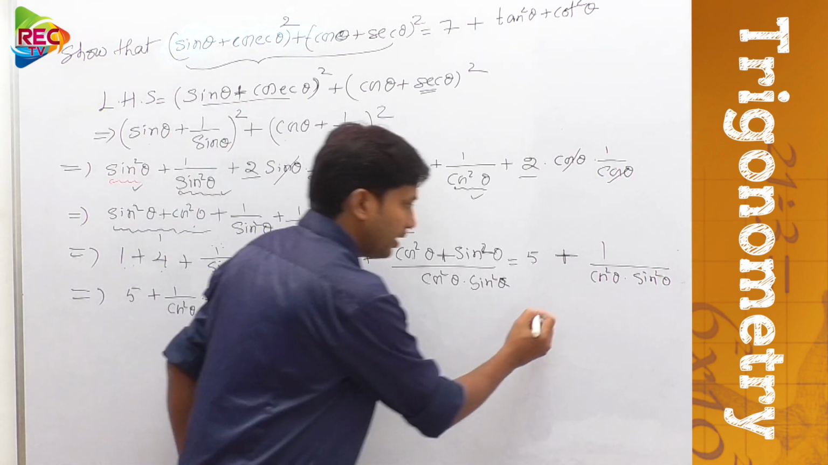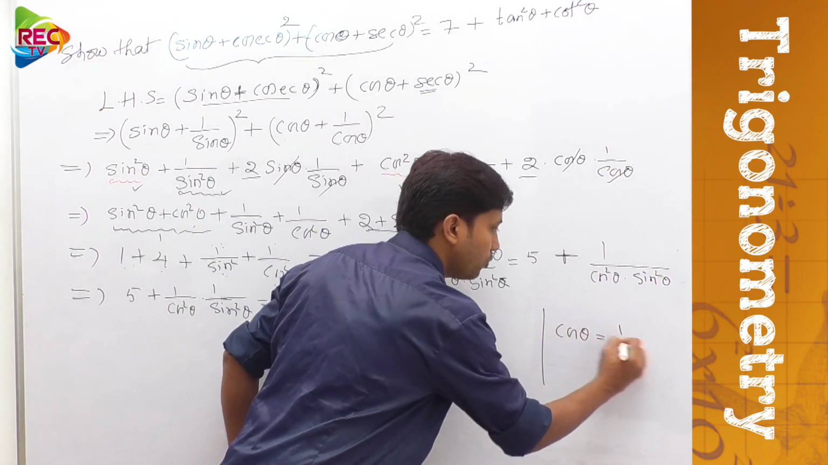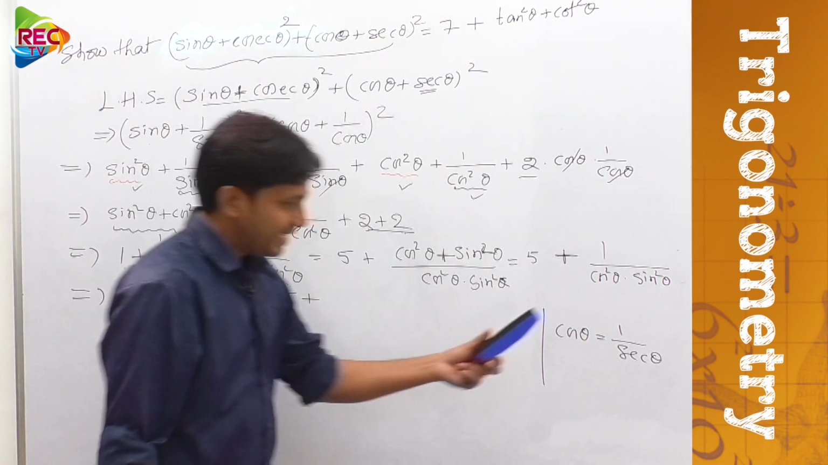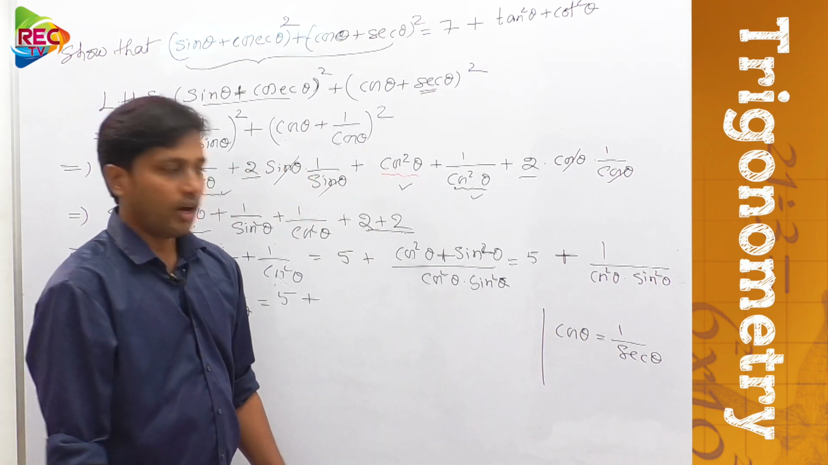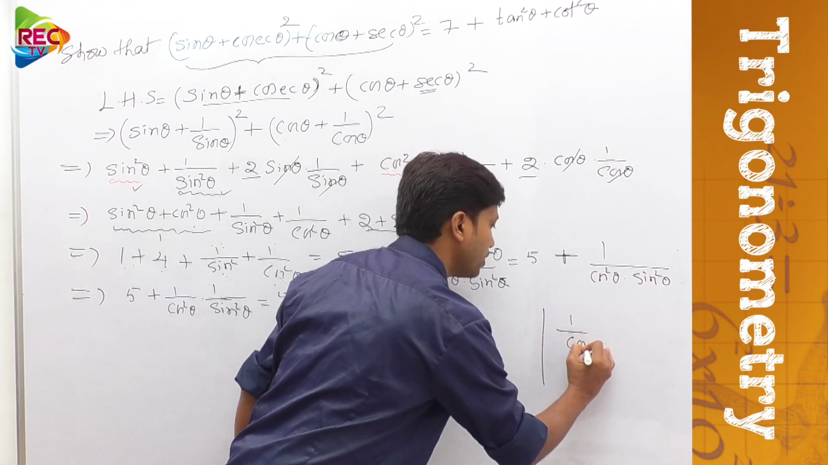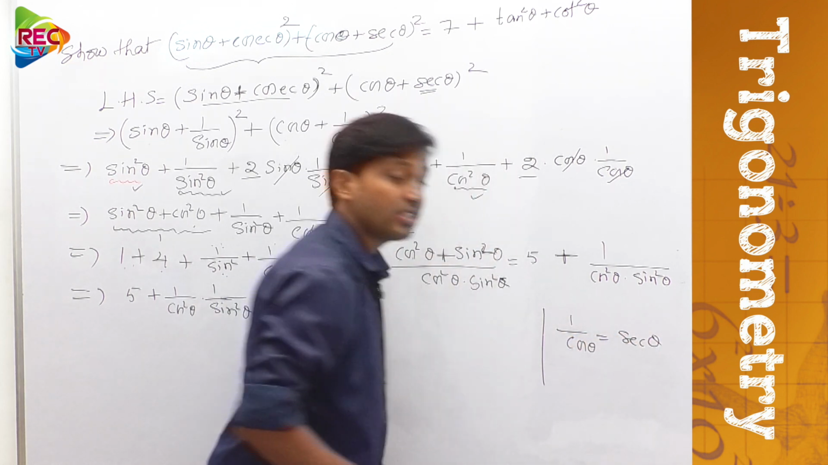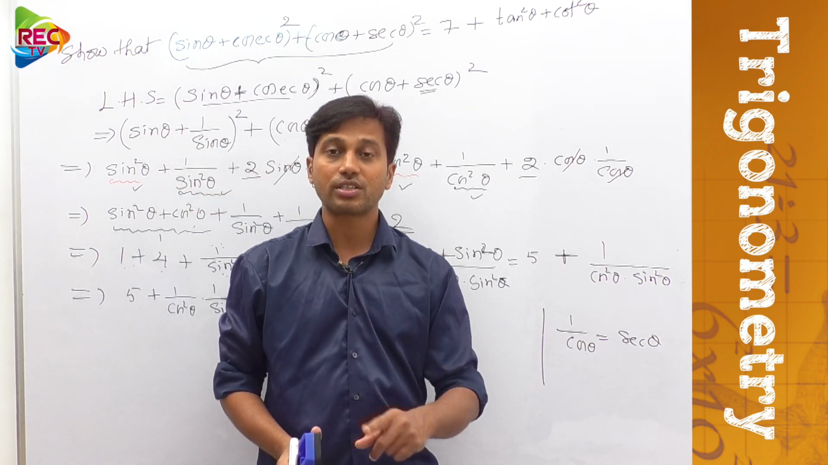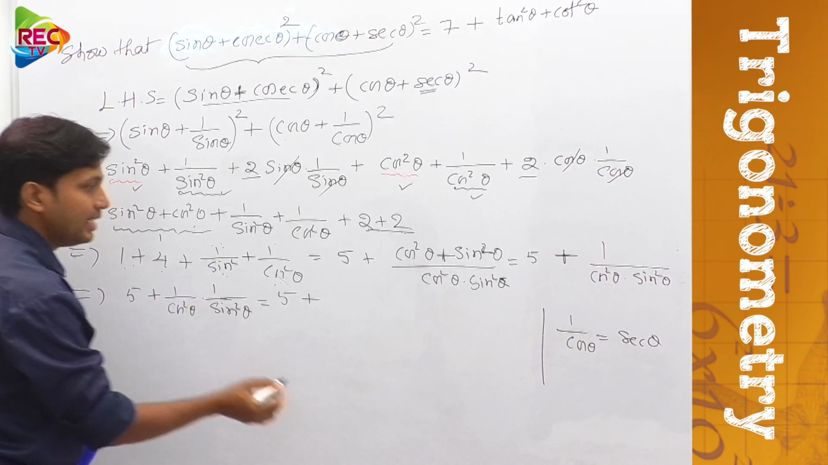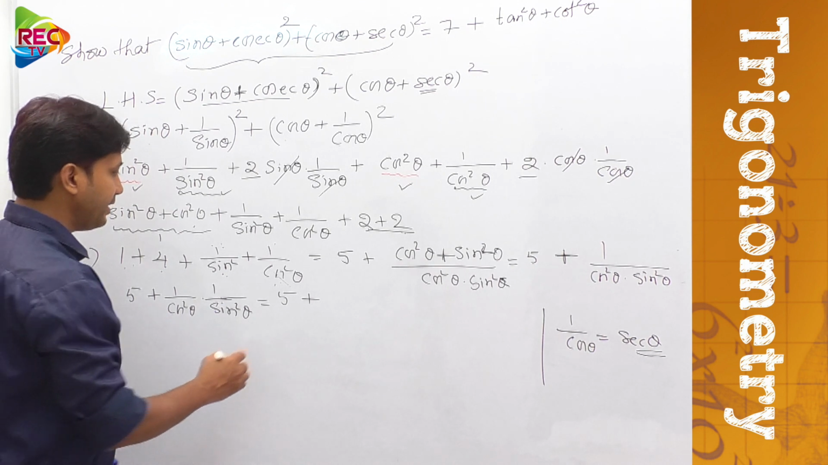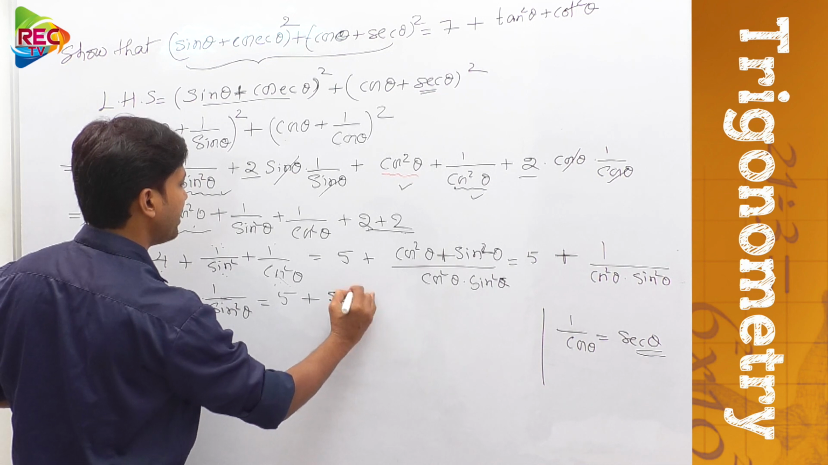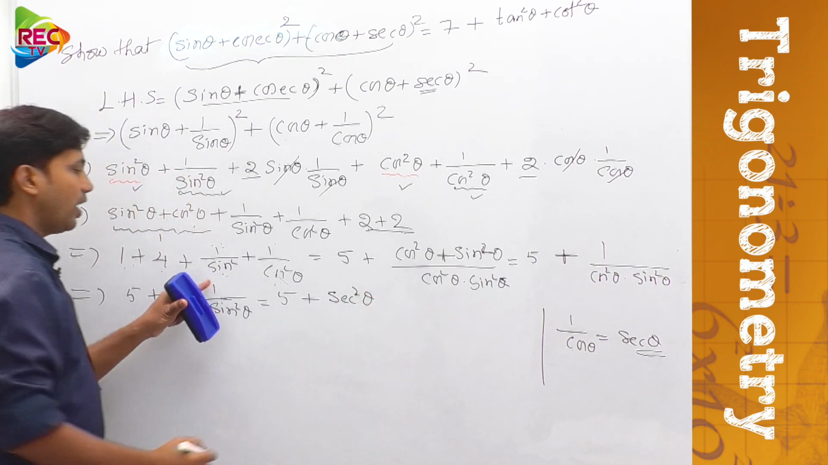Again you know that cos theta is equal to 1 by secant theta. Is that right or not? Or else 1 by cos theta equal to secant theta, because cos and secant are reciprocals of each other. So can we replace this 1 by cos square theta with secant square theta or not? Exactly. So we can replace 5 plus 1 by cos square theta by secant square theta, and 1 by sin square theta.